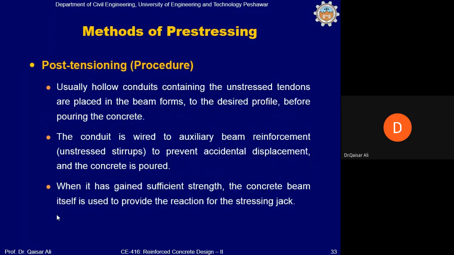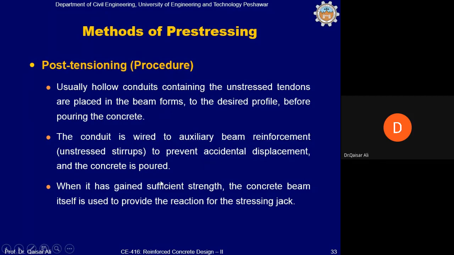For the job, post-tension technique is much better. In the post-tensioning process, usually hollow conduits containing the unstressed cables or wires and tendons are placed in the beam forms to the desired profile before pouring the concrete. The conduit is wired to the auxiliary beam reinforcement to prevent accidental displacement, and the concrete is poured.